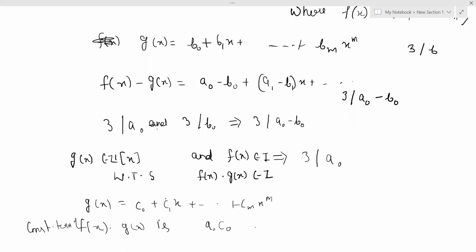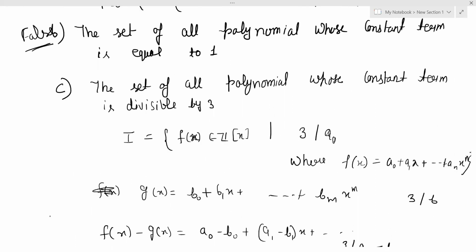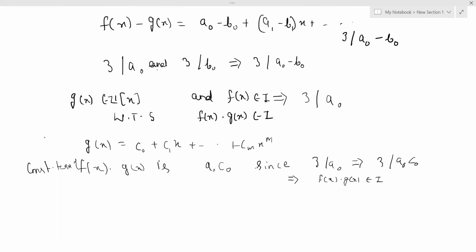So now since 3 divides a naught, this implies 3 divides a naught c naught. This implies f(x) times g(x) belongs to I. So this is an ideal. So this statement is true, right? True. So we have one last option remaining for this one.